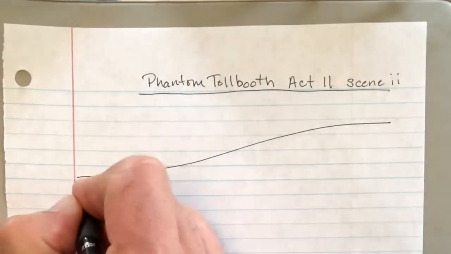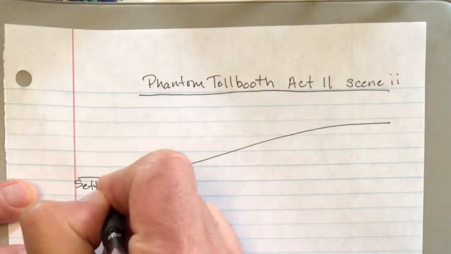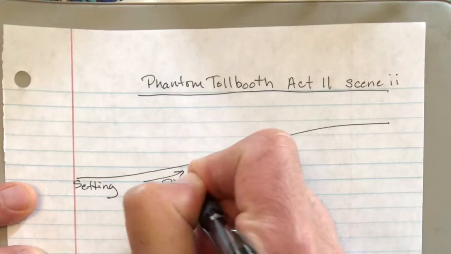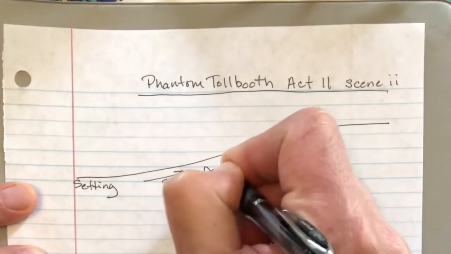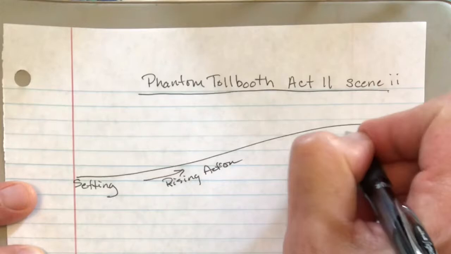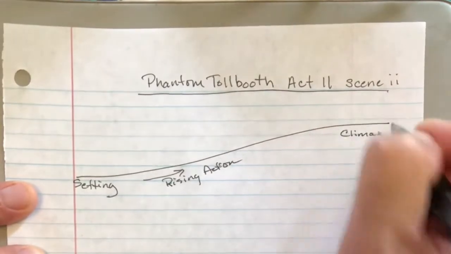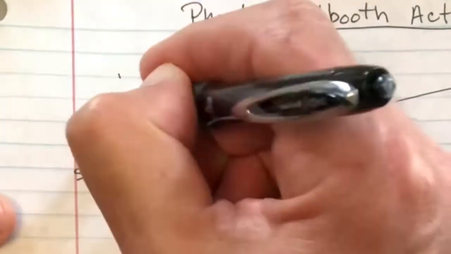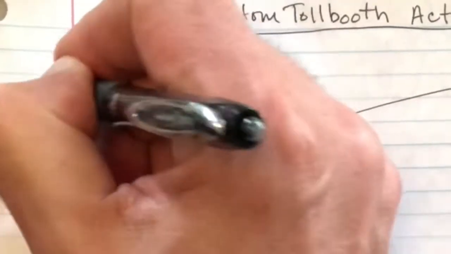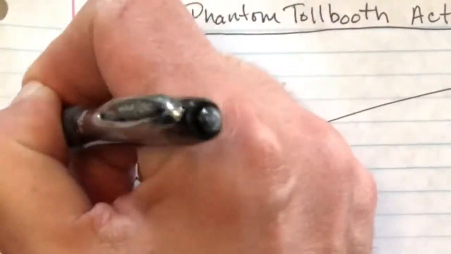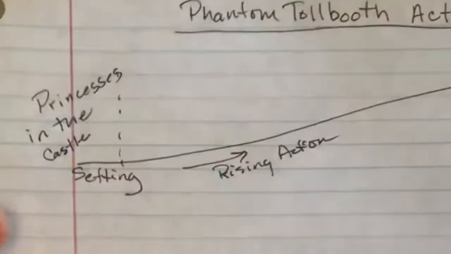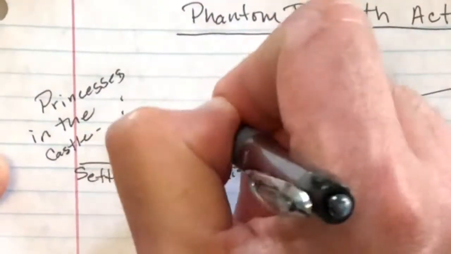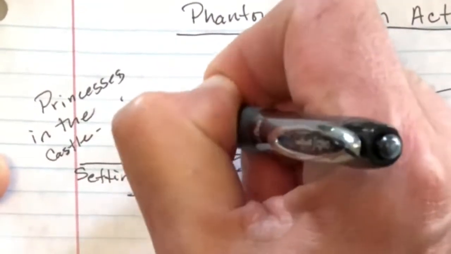Right, so we can start with a setting down here. We can have rising action. And the scene itself can have its climax, where the action gets the most intense. In this scene, if you recall, we have a little pre-scene, before the action starts, and that's the princesses in the castle. The castle in the air. And then we have Milo and company heading towards the land of ignorance.